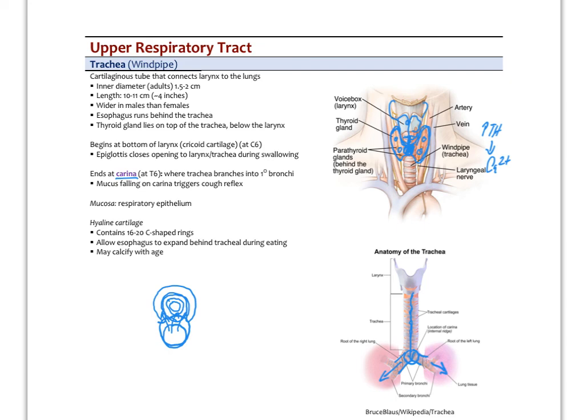So that's the basic anatomy of the trachea. So that covers the anatomy for the upper respiratory tract. In the next video, we'll jump into the lungs and look at their internal structure.